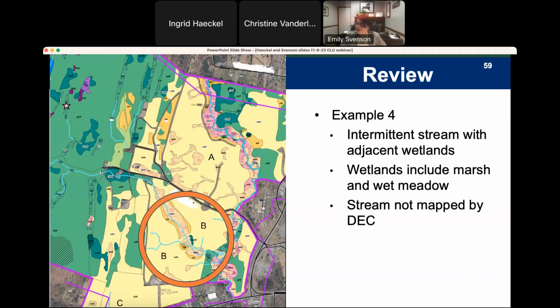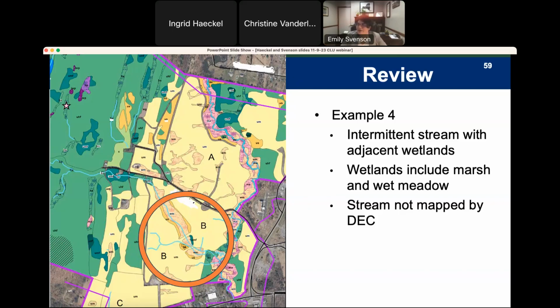Last example, this is an intermittent stream that flows into that perennial stream we were talking about. This intermittent stream has some wetlands adjacent to it, which include marshes and wet meadows. Neither the stream nor the wetlands have been mapped by New York State as jurisdictional. So right now, is that stream under New York State jurisdiction? No, correct. It's not mapped, classified, and it's not perennial. And then are those wetlands under New York State jurisdiction?